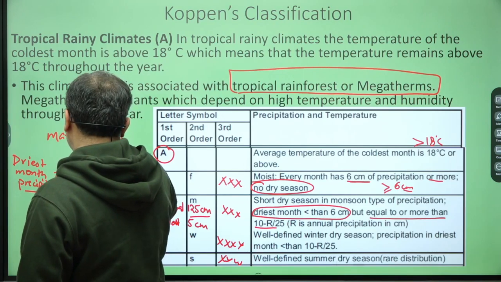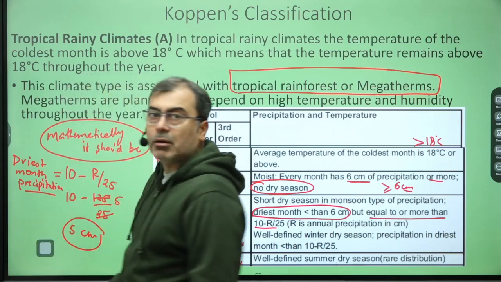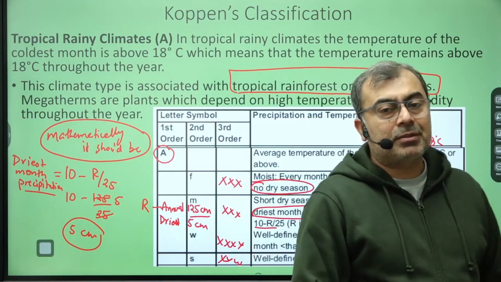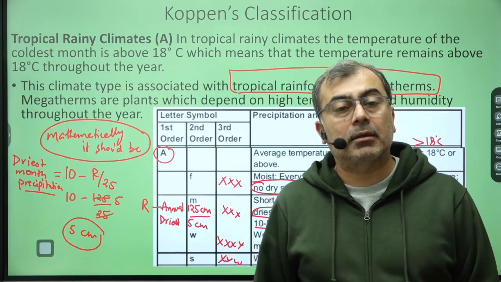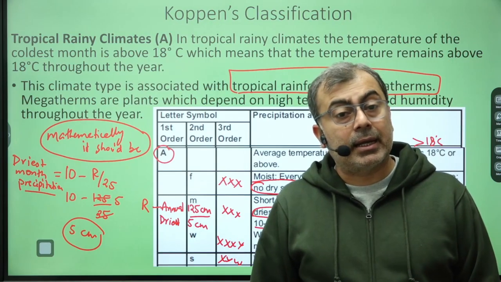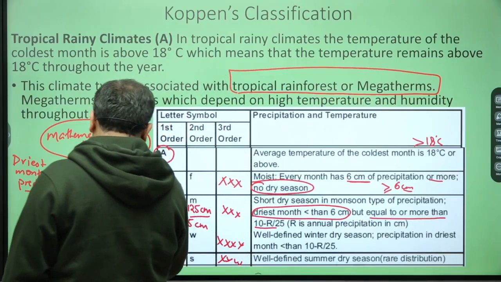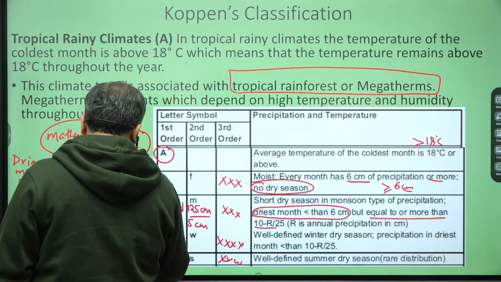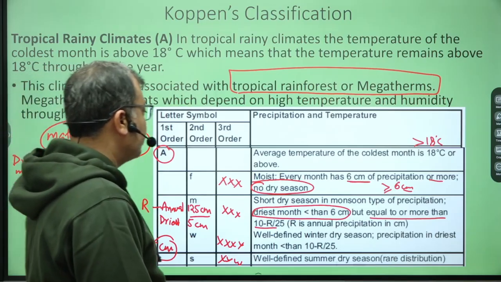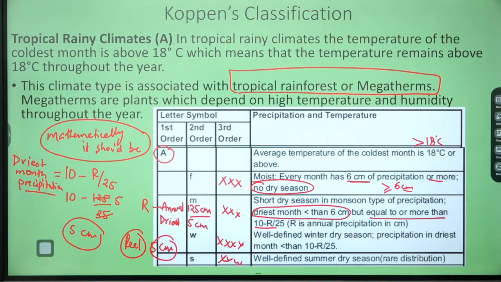It should be. Mathematically, how much should it be? 5 centimeter. Mathematical is theoretical, no? So I go and check, and I actually find it in the real one. I found it 5 centimeter. So mathematically also 5 centimeter, and really also 5 centimeter.